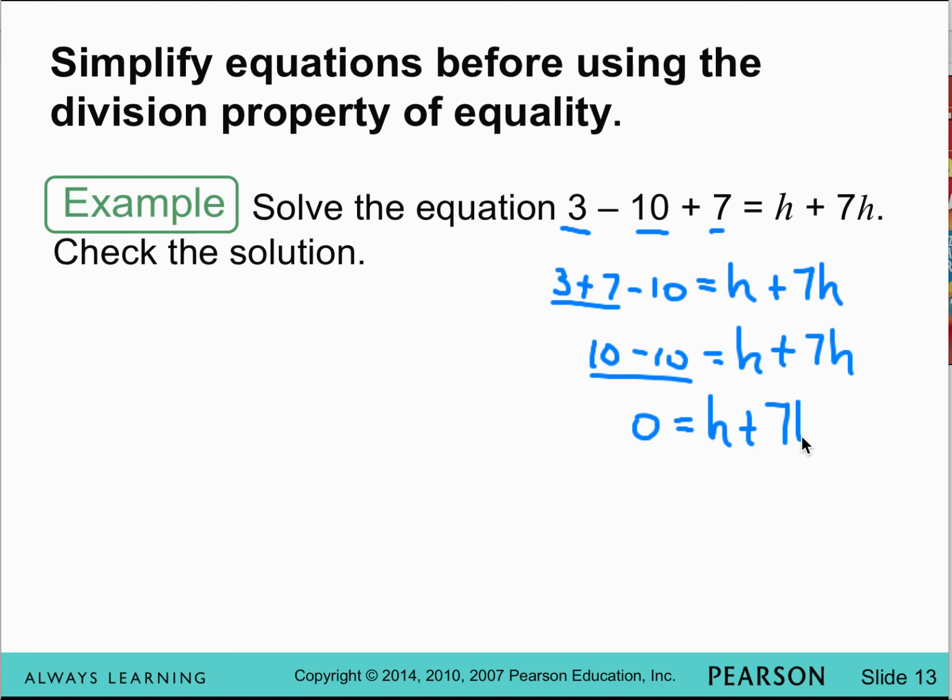Now, on the other side, I have terms that I can combine. So 1h plus 7h, that's 8 h's. I'm not done until I have just one h, though, so since there's a number being multiplied by the h, to undo it, divide. Do the same thing to both sides. 0 divided by anything, remember, as long as the 0's in the numerator, is 0. And 8 divided by 8 is 1, so 1h.